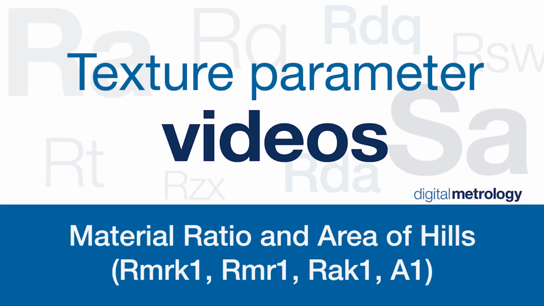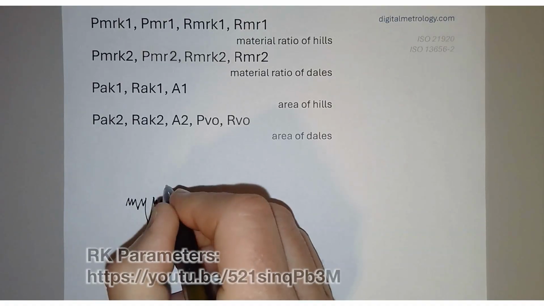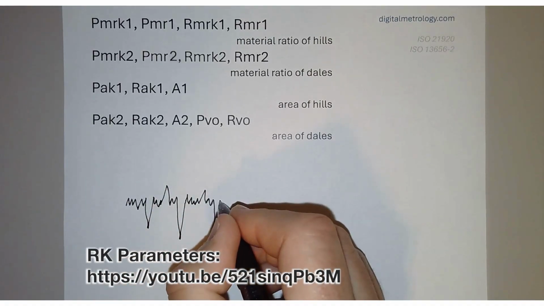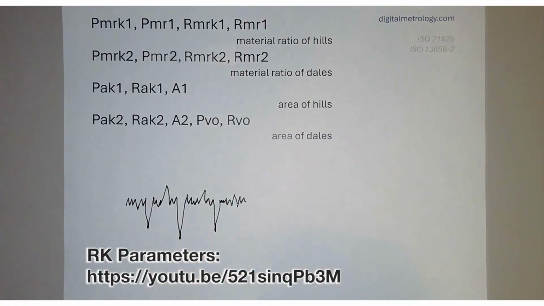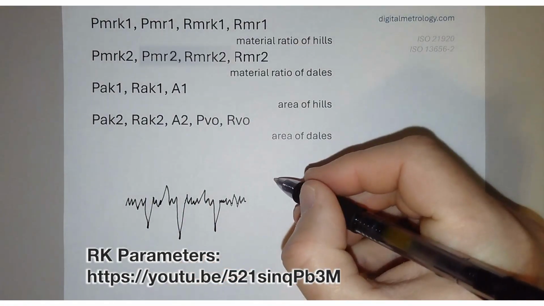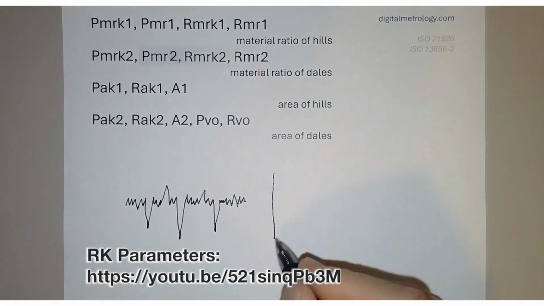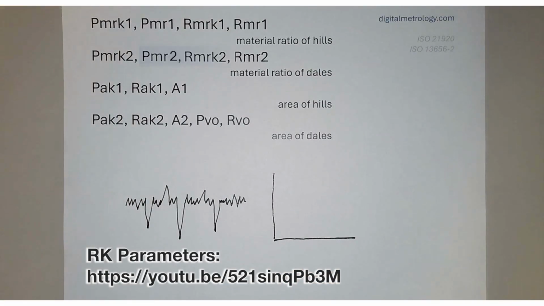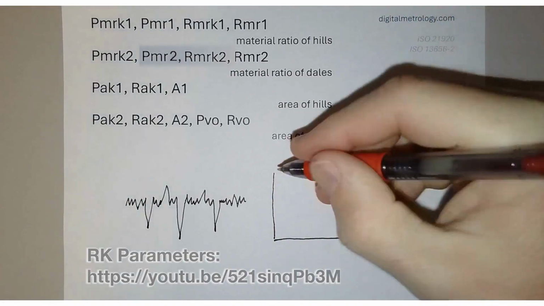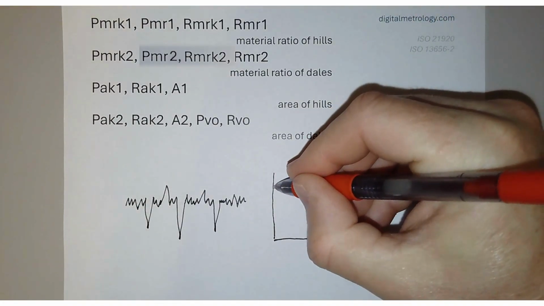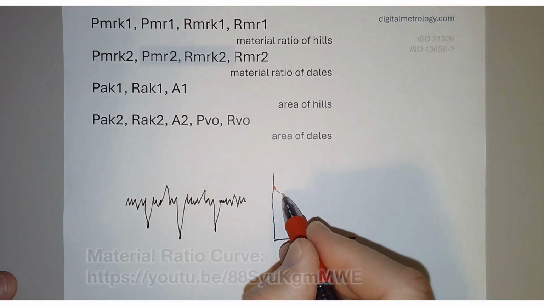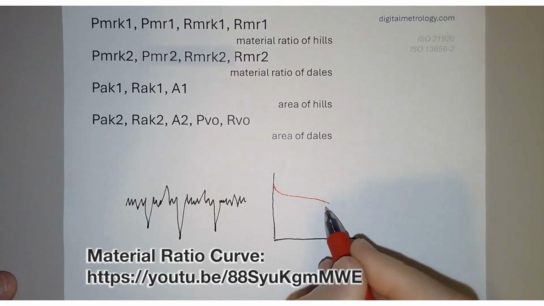In a previous video, we talked about the Rk parameter family, a parameter set that gives us the ability to separate peaks from the core and from the valleys of a particular surface. Now, if you haven't seen that video, go back and check it out because we're going to build on that concept. The concept of the Rk family was to make that separation of peaks, core, and valleys, and we're going to use the material ratio curve to do it.